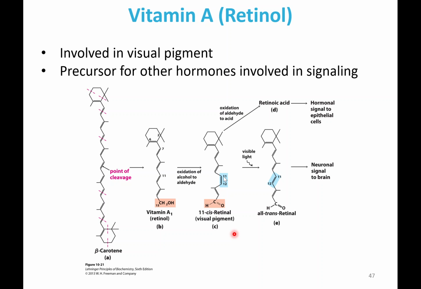When a photon of visible light hits, this cis double bond is converted to a trans double bond, right? So it goes from cis retinal to trans retinal, and changing that conformation is enough to trigger a nerve signal to your brain, and then your brain picks that up as sight. We'll see this molecule again when we talk about signaling pathways.